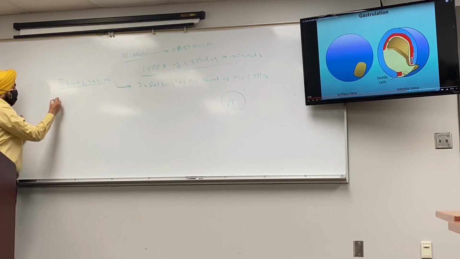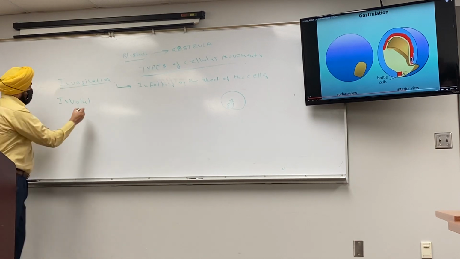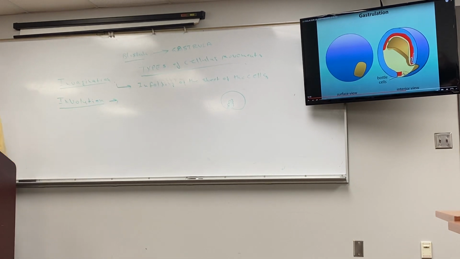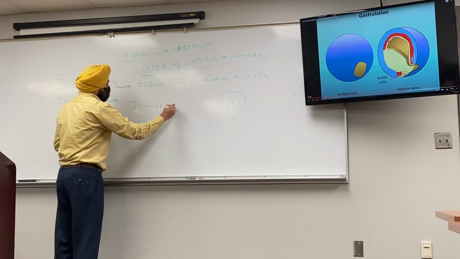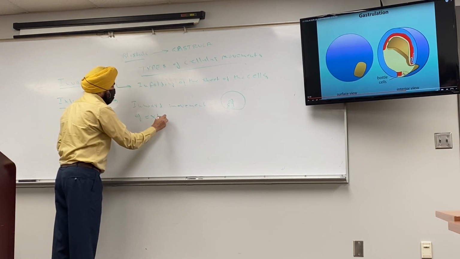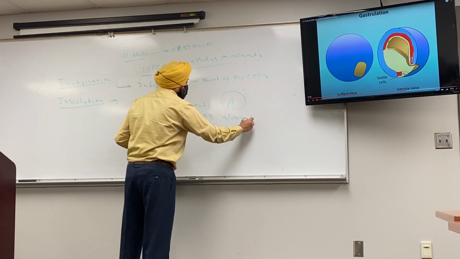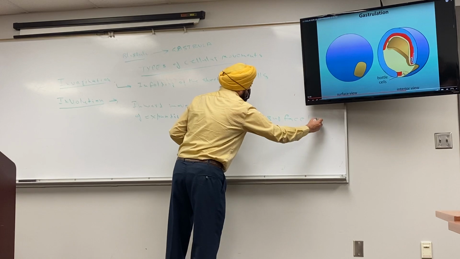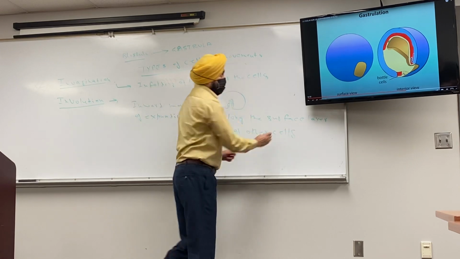Then you have the other movement that is called involution. So what is happening there? That is the inward movement of expanding cells along the surface layer of other cells. What does it mean?